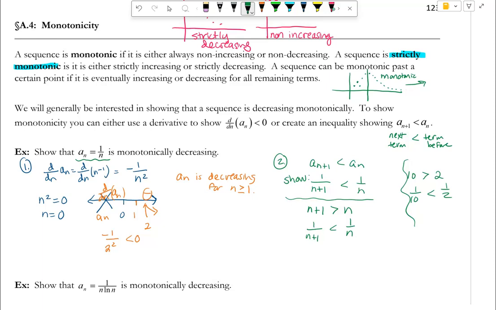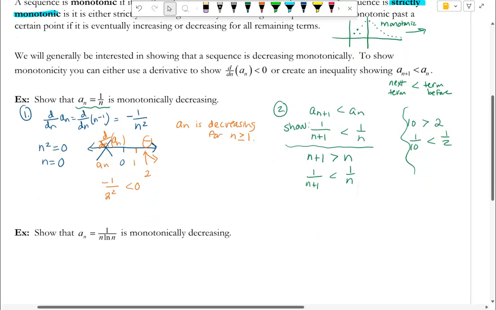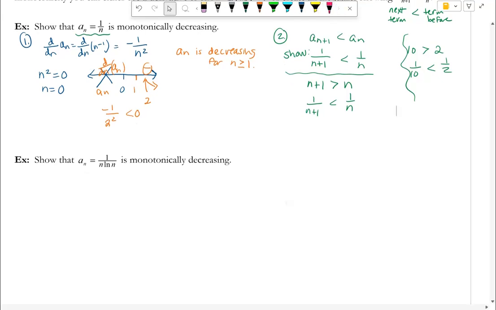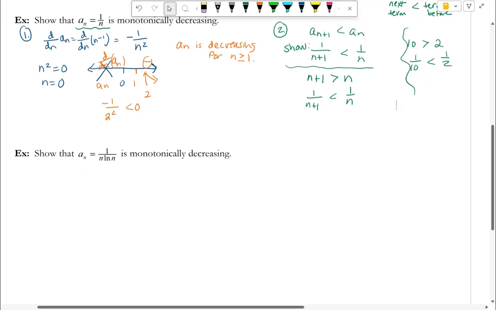To show n plus 1 is greater than n, therefore those reciprocals, 1 over n plus 1 is less than 1 over n. All right, to take a look at our second example, we're showing that the sequence a sub n, which is 1 over n times the natural log of n, is monotonically decreasing. So again, we are trying to show that this is non-increasing. So let's try this by taking the derivative.